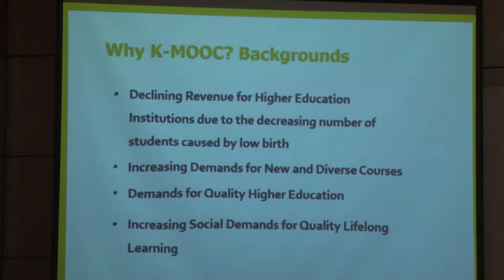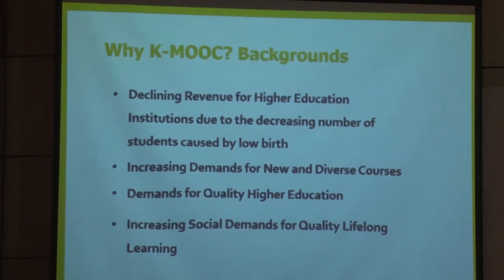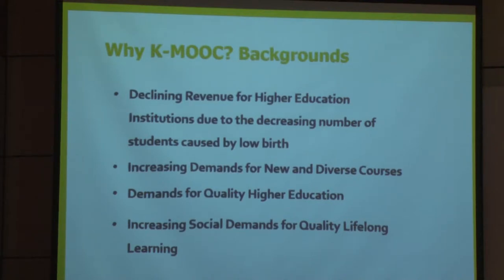And also socially increasing demands for new and diverse courses. Also, the demands for quality higher education. This year, in the QS rankings, one university in Korea manipulated their score. So the QS institution deleted their ranking from the list. So why do they do that? Because the school's reputation is very important. So they try to raise their rankings on the QS ranking or Times ranking, something like that.